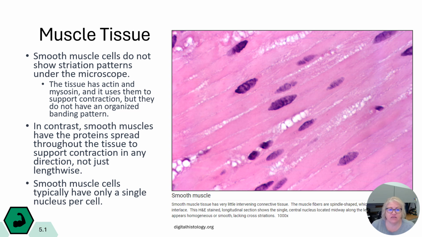not just lengthwise. So in striated muscle, the fibers are going to look like this. They're going to be in a banded pattern. In smooth muscle, they're more of an every direction pattern so that they can support contraction in any direction. So we don't see the banding pattern, even though the proteins themselves are there. Smooth muscles typically only have a single nucleus per cell.